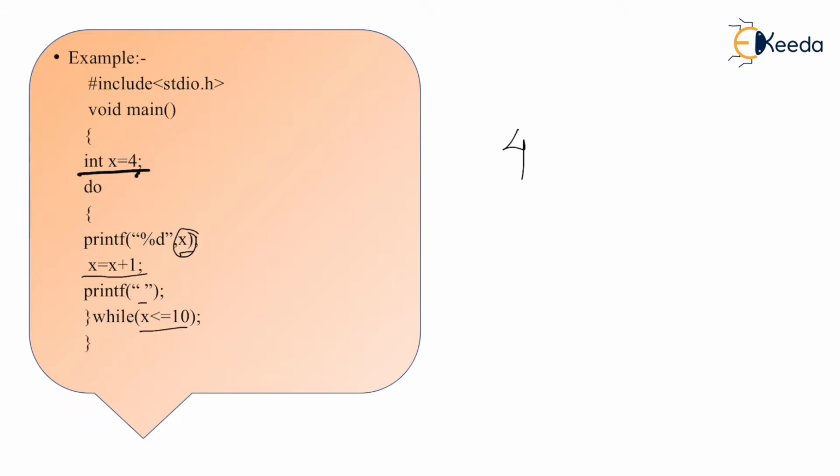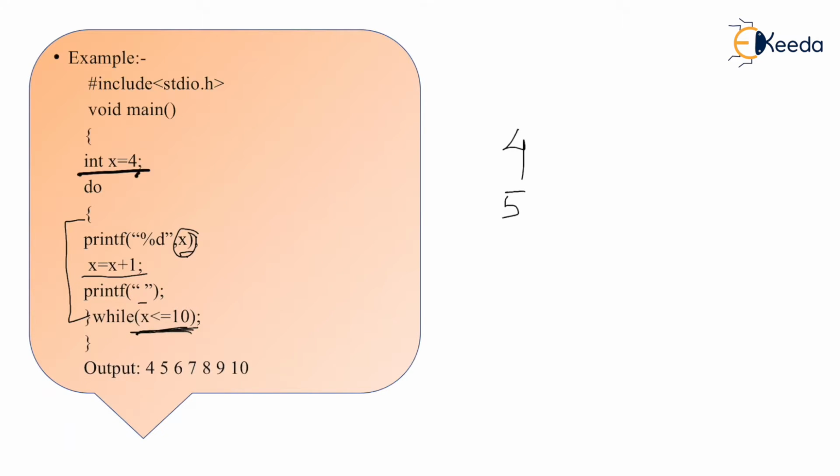So your loop will go back for the do, and once again it will print the value of x, that is 5, right? That means at the time of entering the block of code, we are not checking the condition. We are checking the condition at the time of exiting the block of code. So the do while statement is also called an exit control loop.